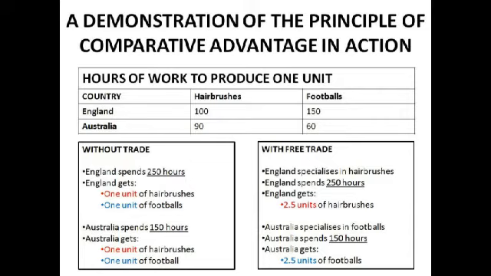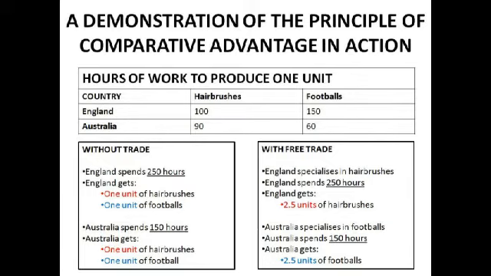So we've only got 2 countries here, England and Australia, and they're only producing 2 goods, hairbrushes and footballs. If we had an autarkial situation where there's no trade, England would spend a total of 250 hours to get 1 unit of hairbrushes and footballs, whilst Australia would spend 150 hours to get 1 unit of hairbrushes and footballs. So now we're going to jazz the situation up a bit, and we've now got free trade, so the countries are going to trade between themselves.